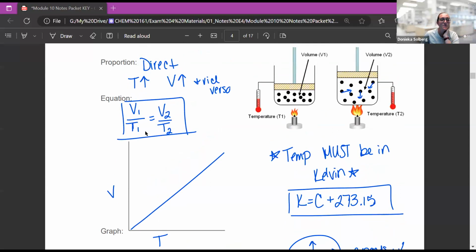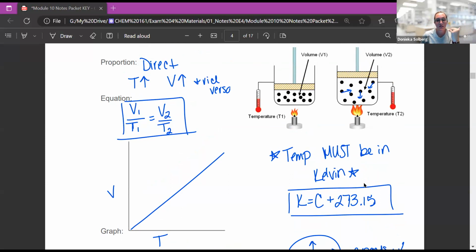Now, one thing to keep in mind for this equation is that your temperature must be in Kelvin. Temperature and volume are directly related in Kelvin temperature, because Kelvin is a specific measurement of how fast the gas particles are moving.